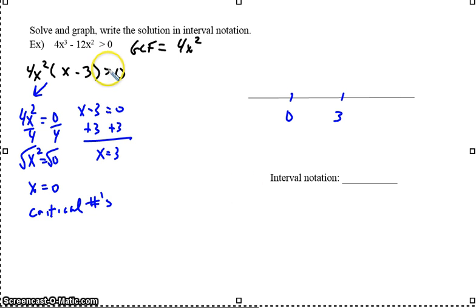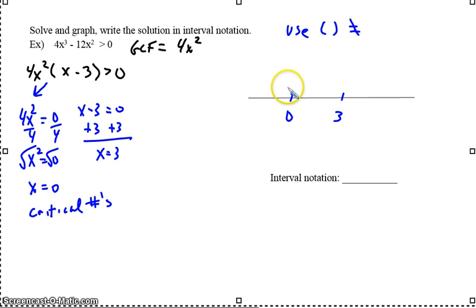Now I've got to pay attention to the fact that my problem is not equal to, so it cannot be equal to these values. So I'm going to have to put parentheses on here and not brackets. I'm just going to make a little note up here, use parentheses because it's not equal to.